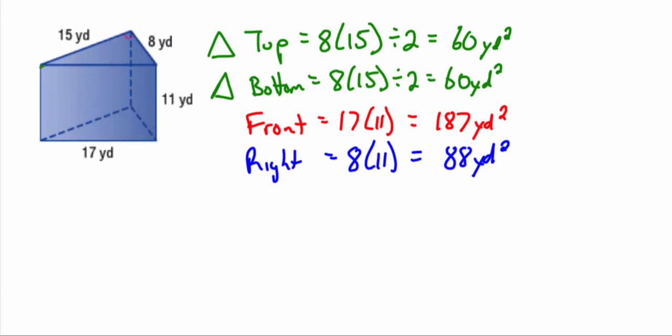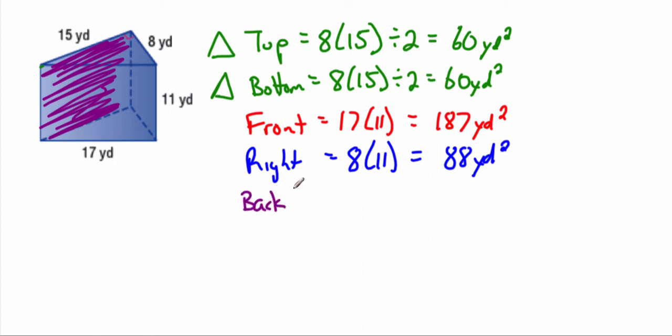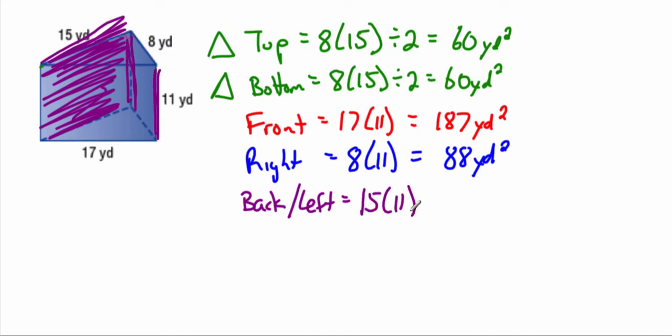And then we have one last piece. Let's take this one back here. It's kind of this back edge here. So some people will call it the back. Other people will call it the left since they did a right. But it's got a base of 15 and a height that's the same as this 11. So 15 times 11, and that's 165 yards squared.